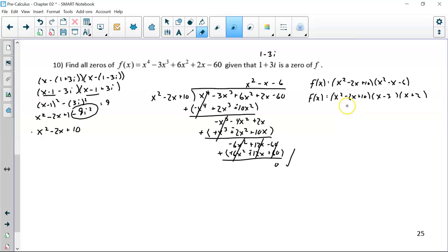So our zeros, when we set them equal to 0, we knew from the beginning that x equals 1 plus 3i, 1 minus 3i, and then for the other ones, x equals 3 and x equals negative 2. There's our 4 zeros.